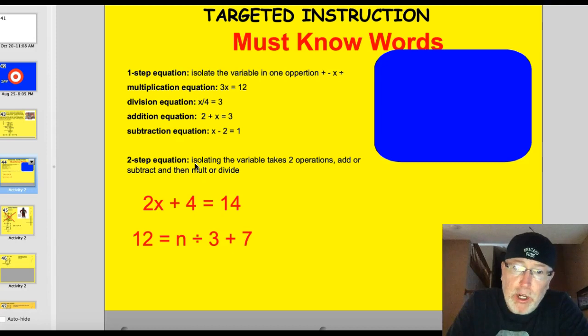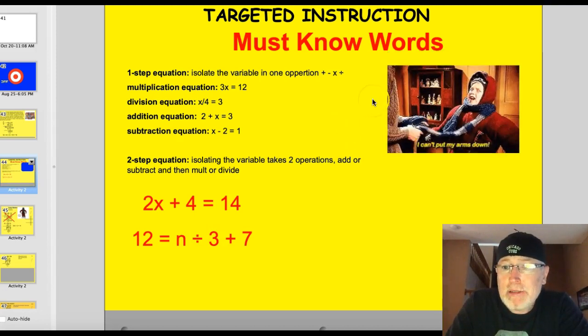Now, with two-step equations, we're going to have to isolate the variable, and it takes two operations. And for us, we're going to be adding or subtracting first and then multiplying or dividing. So here's the two-step equation. We've got some addition and multiplication. Here, we've got addition and division.